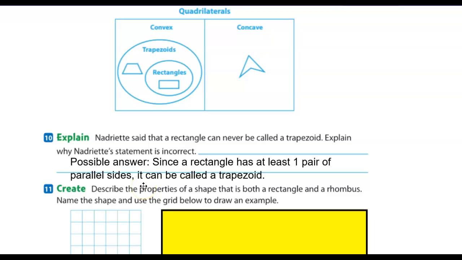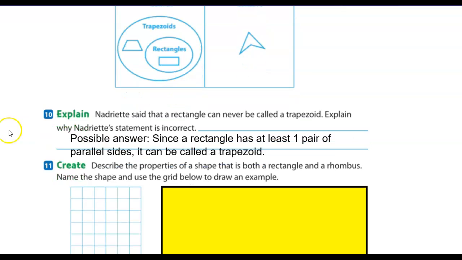Possible answers. Since a rectangle has at least one pair of parallel sides, it can be called a trapezoid. So all it has to have is at least one pair of parallel sides to be a trapezoid. A rectangle has at least one pair. It actually has two pairs of parallel sides, so it can be a trapezoid.